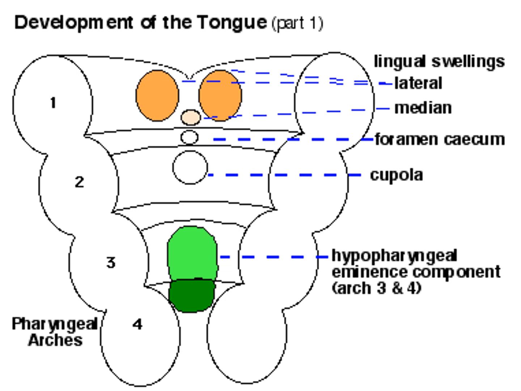Here is a basic idea about formation of the tongue. In arch 1 there will be two lateral swellings, lingual swellings, and a small median one in front of the foramen cecum. In arch 2 there will be a swelling called the copula. In arch 3 there will be the hypopharyngeal eminence, a compartment shared between arch 3 and arch 4.